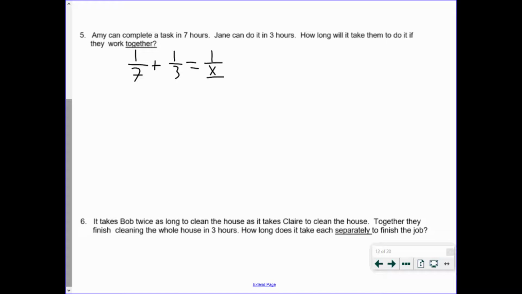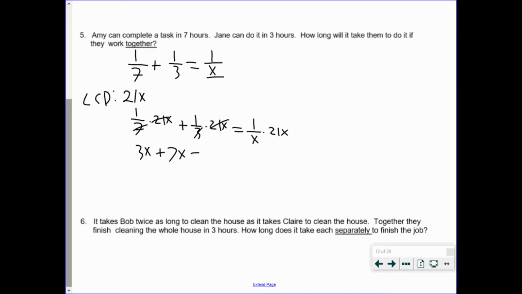I think it makes a little more sense if we actually do a problem rather than me trying to explain it. All right, so we're going to go back the same way we did on problems 1, 2, and 3. We're going to find our LCD. If you solve that for your LCD in this problem, you should get 21x. We're going to multiply each fraction by that 21x. So 1 over 7 times 21x plus 1 over 3 times 21x equals 1 over x times 21x. So 21x divided by 7 gives us 3x. 21x divided by 3 is 7x. And here, the x's just cancel out. We're left with 21.